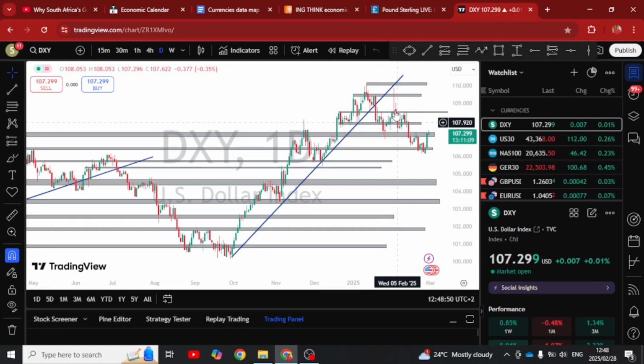But it's not only the tariffs that are playing a part here, as we can also see the economic data that is coming from the US has been negative.